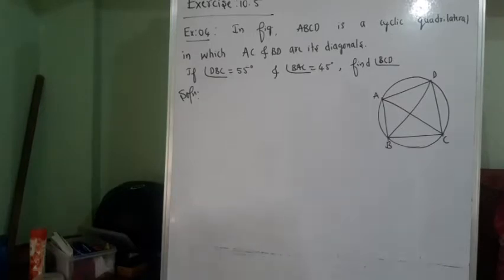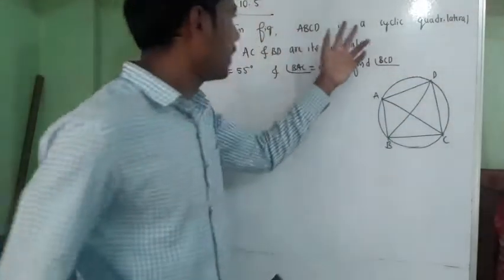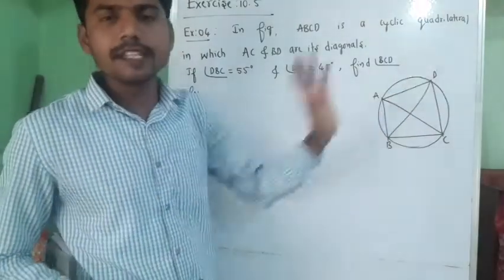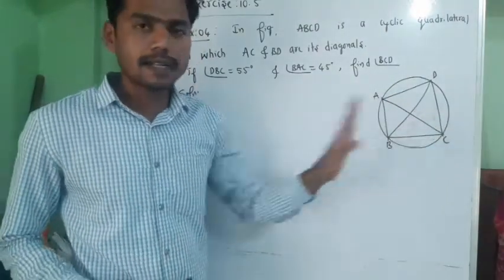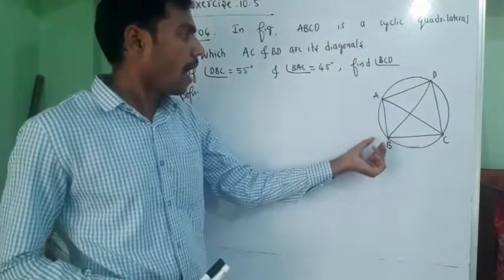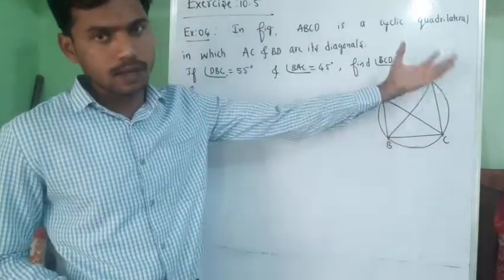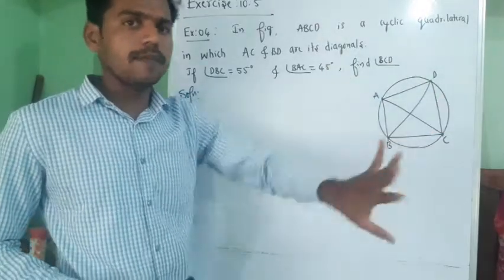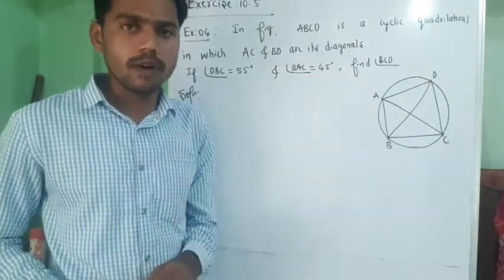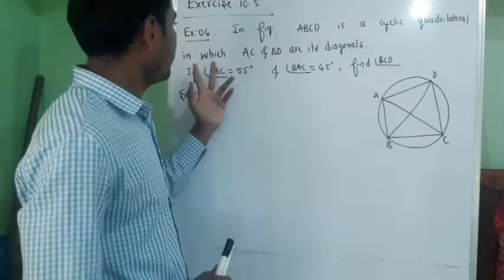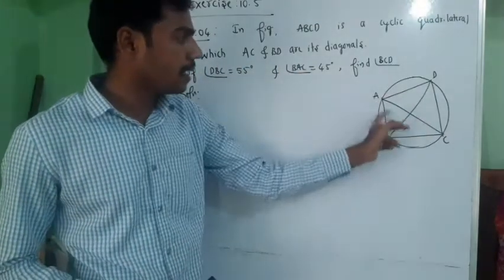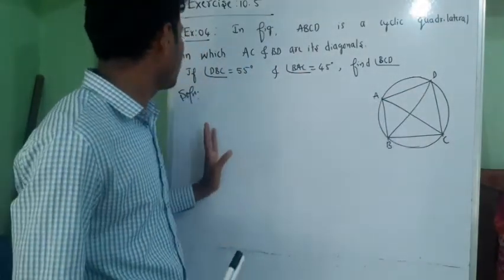Example number 4. In the figure, ABCD is a cyclic quadrilateral. What does it mean? Angle A plus angle C will be equal to 180 degrees, or angle B plus angle D will be equal to 180 degrees. So, any pair you take, the sum of opposite angles will be equal to 180 degrees. In which AC and BD are diagonals.